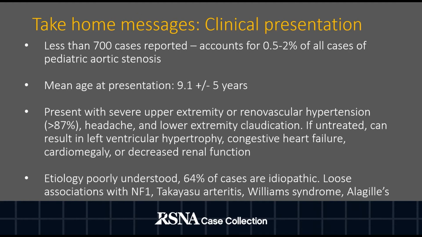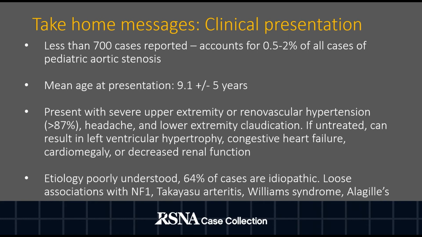As previously mentioned, MAS is exceedingly rare, with less than 700 cases reported. This accounts for 0.5 to 2% of all cases of pediatric aortic stenosis. Mean age of presentation is approximately 9 years. Patients present with severe upper extremity or renal vascular hypertension, seen in over 87% of patients, or with headache or lower extremity claudication. If untreated, MAS can result in left ventricular hypertrophy, CHF, cardiomegaly, or decreased renal function.